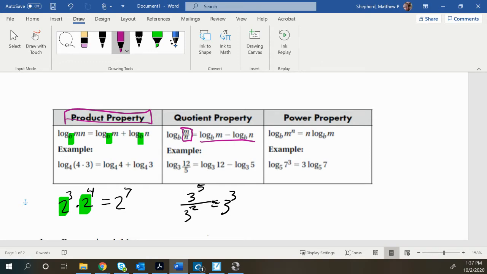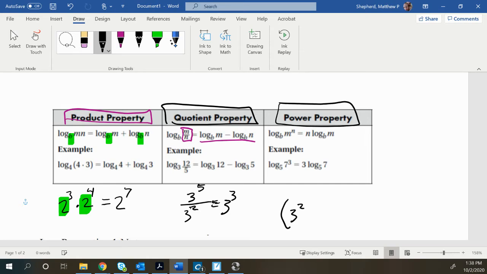If you see two logs with the same base being subtracted, you would take the first one, that first number, put it as the numerator, the second number, put it as the denominator, and you can stick it into a single log. For the next one, so that was quotient property. Next one, power property, which is if I've got 3 squared to the power of, let's say, 5, well, I'm going to get 5 groups of 3 squareds. I'm going to have 10 3's.